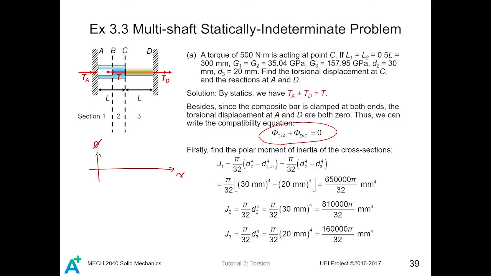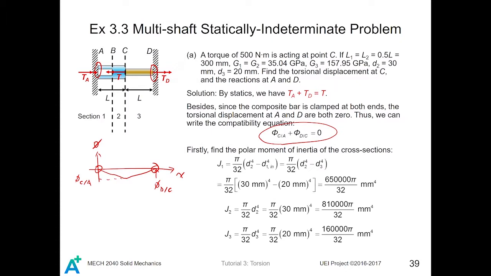from A to C, the torsional displacement is like this. Then, this is just phi of C relative to A. Then, from C to D, the torsional displacement will be going like this. So this is called phi of D relative to C. Since both ends are fixed, the torsional displacement at those two ends is 0. Now we have the compatibility equation obtained from the torsional displacement.